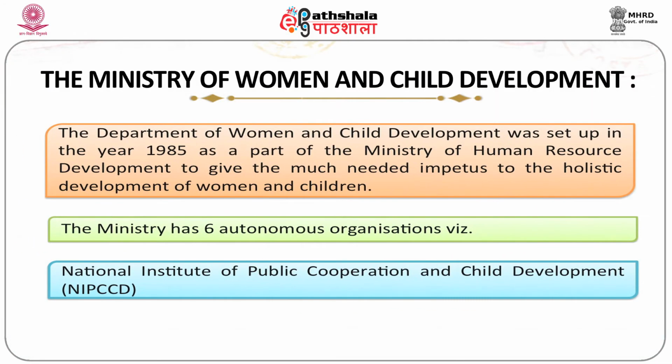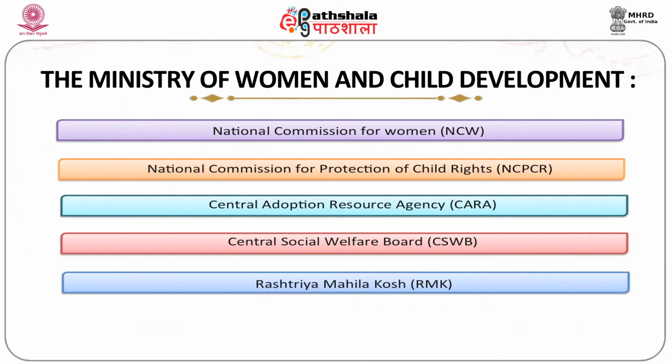Now, this ministry came into existence in 1985, and the basic motto of the ministry was to have holistic development of women and children. This ministry has various components, and if you try to see, we can divide them into 6 autonomous organizations which are part and parcel of this ministry. The first one is the National Institute of Public Cooperation and Child Development, called NIPCCD. We have the National Commission for Women. We also have the National Commission for the Protection of Child Rights.